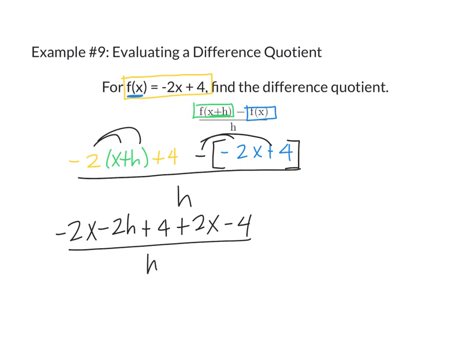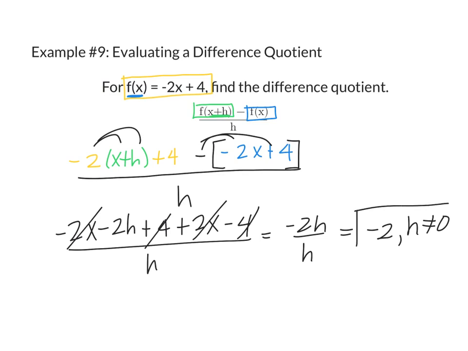Now we start focusing on our like terms. What I see is that there is a negative 2x and a positive 2x. Then I also see there's a positive 4 and a negative 4. When I'm done, I get negative 2h over h. If I divide my h's out, I get negative 2. And again, it's negative 2 as long as h does not equal 0. If h ever equaled 0, then it would be undefined, so that wouldn't be our solution. But we will take this portion here as our answer.